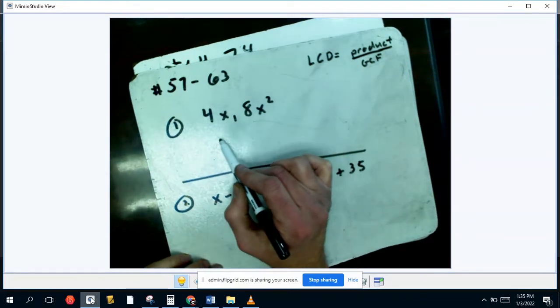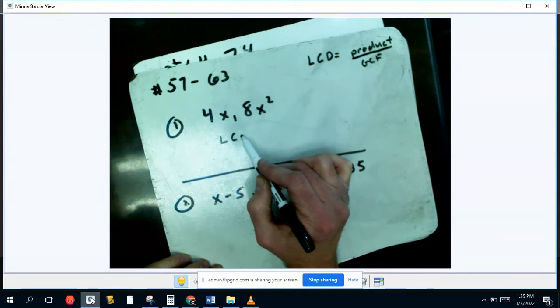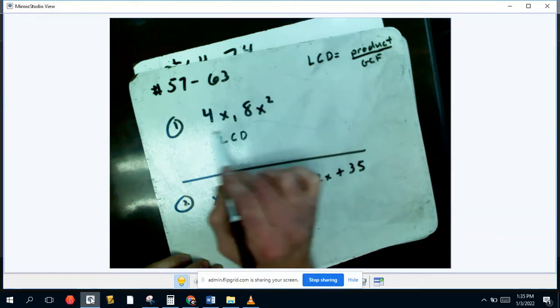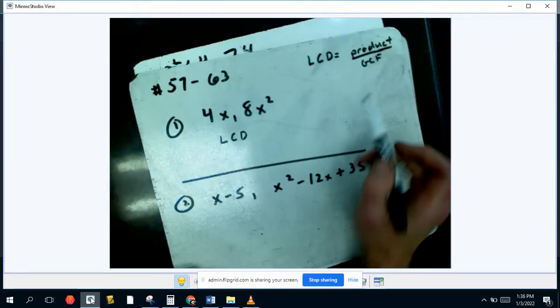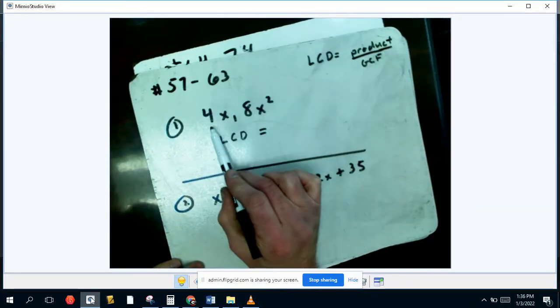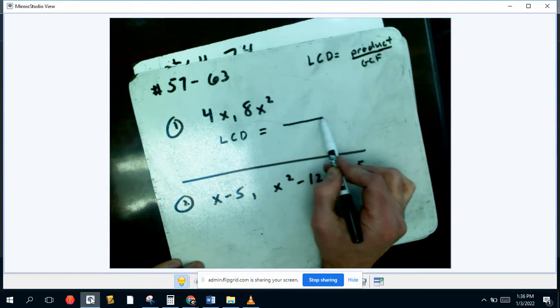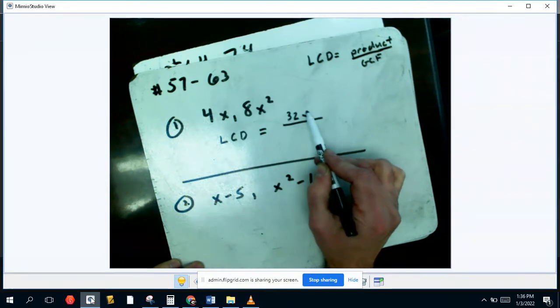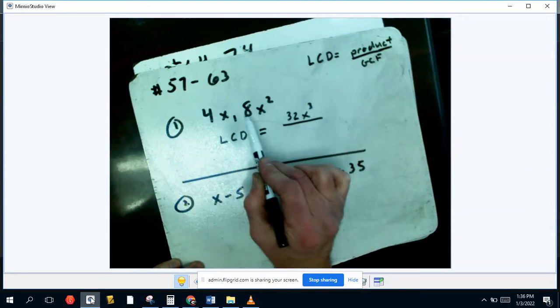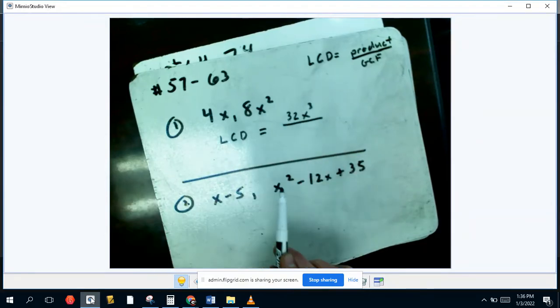So now LCD, technically it's LCM here because there are no denominators. D just stands for denominators, least common denominator, least common multiple. I'll use LCD here because that's typically what we're going toward. Product over GCF. So the product here, 4x times 8x squared, we'll multiply those. That's 32x to the third, right? 4 times 8 is 32. X times x squared is x cubed.